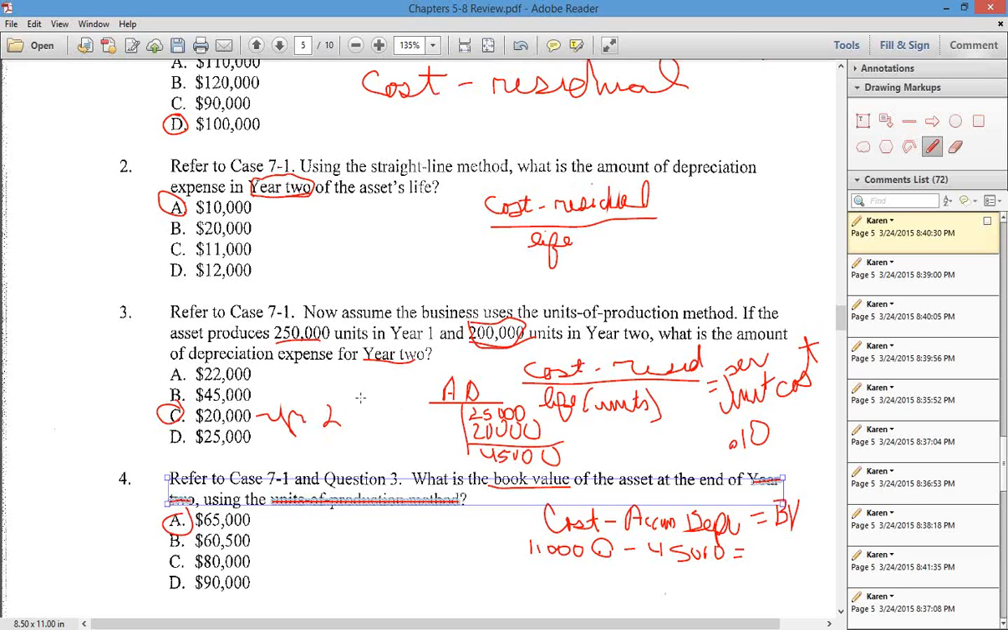Whatever our asset was listed at when we bought it would have been what we recorded it on the books. That's an A, believe it or not. And that was 110,000.